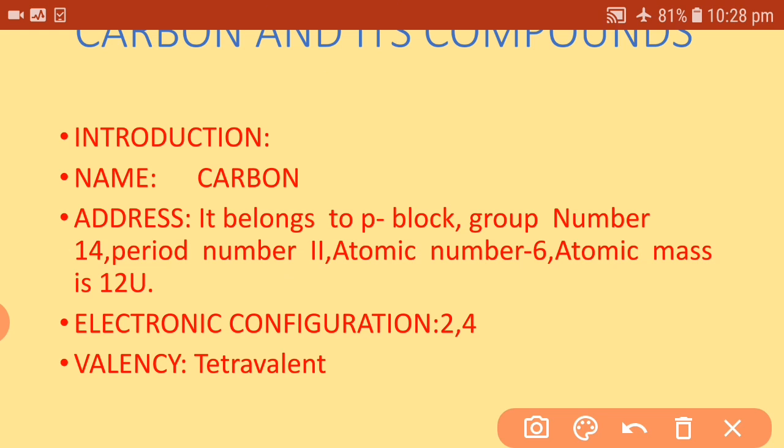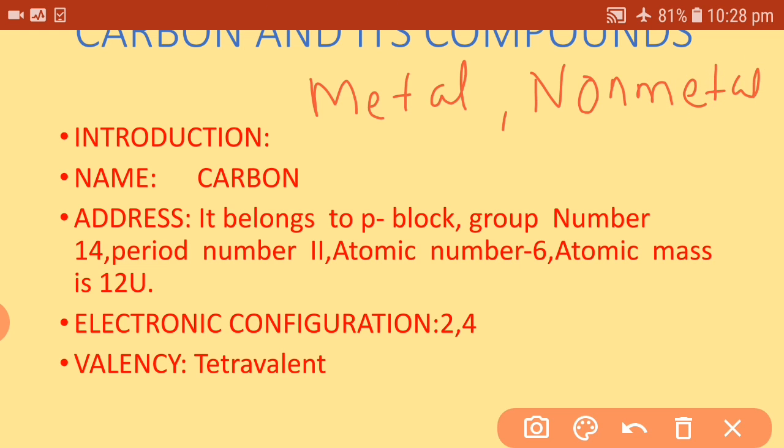Carbon is an element, and the elements are classified into metals, non-metals, and metalloids. Carbon belongs to the non-metals. Let's see about the position of carbon in the periodic table.